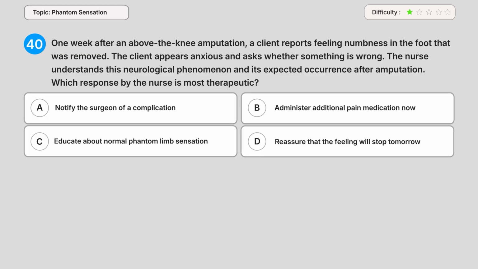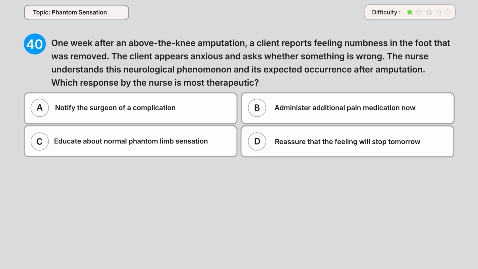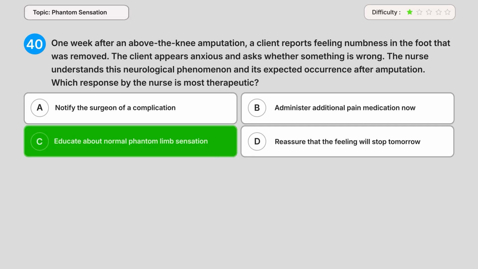A. Notify the surgeon of a complication. B. Administer additional pain medication now. C. Educate about normal phantom limb sensation. D. Reassure that the feeling will stop tomorrow. Do you know the answer? Correct answer: C. Educate about normal phantom limb sensation.